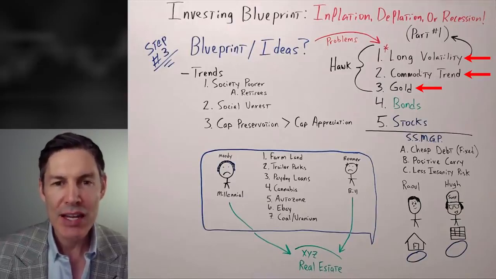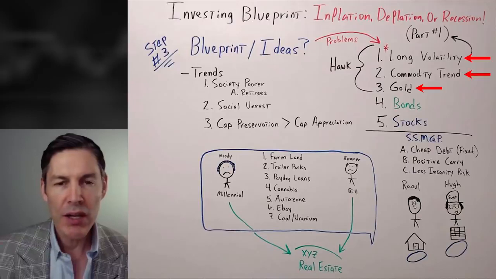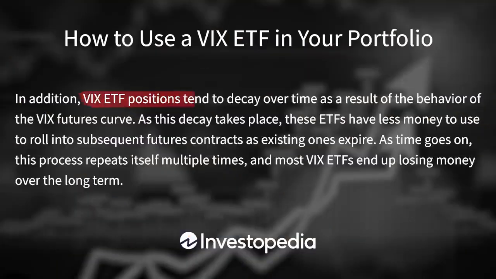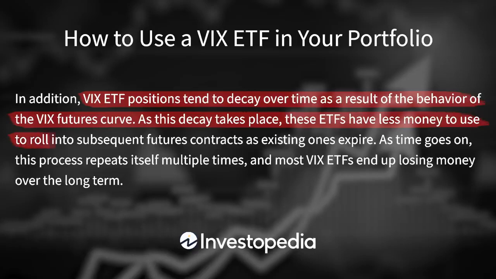To understand this further, let's go right to Investopedia. VIX ETF positions tend to decay over time as a result of the behavior of the VIX futures curve. As this decay takes place, these ETFs have less money to use to roll into subsequent futures contracts as existing ones expire.